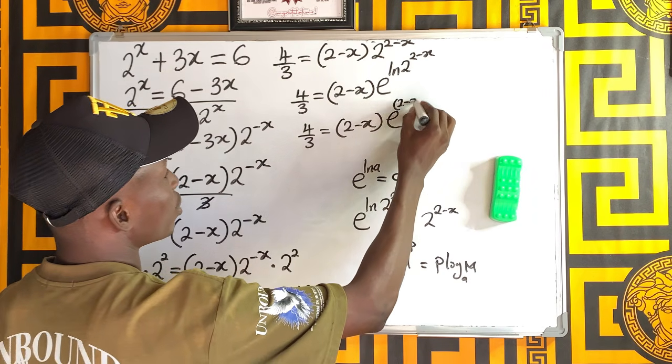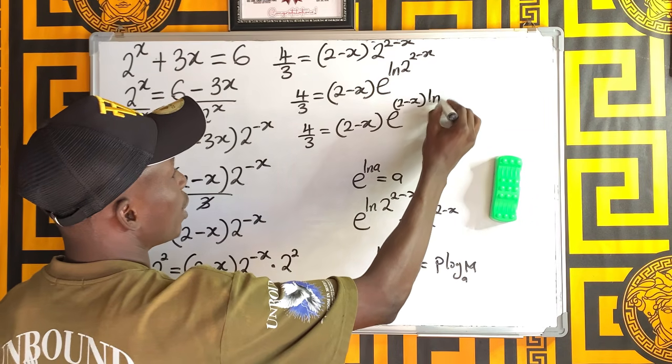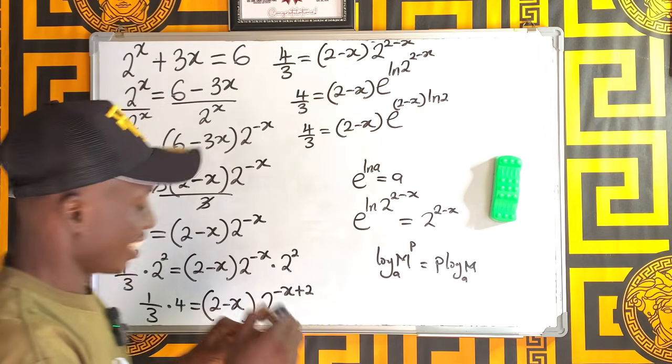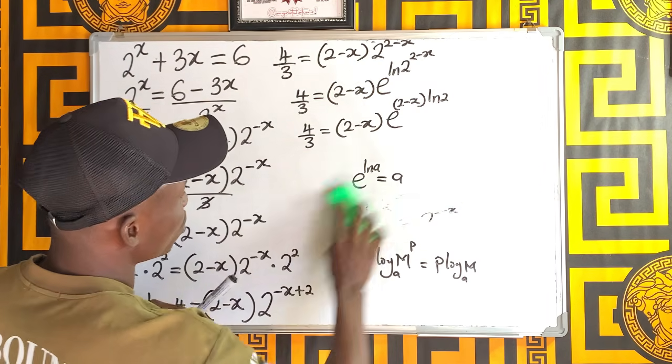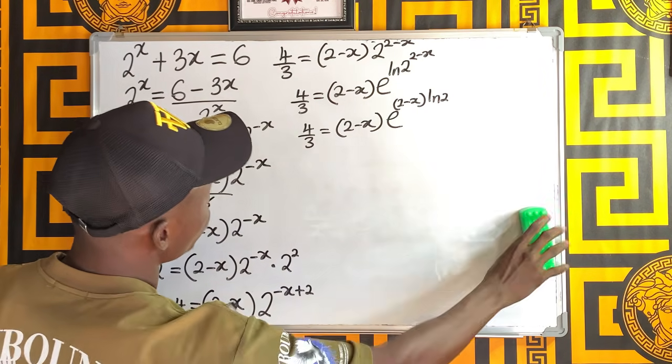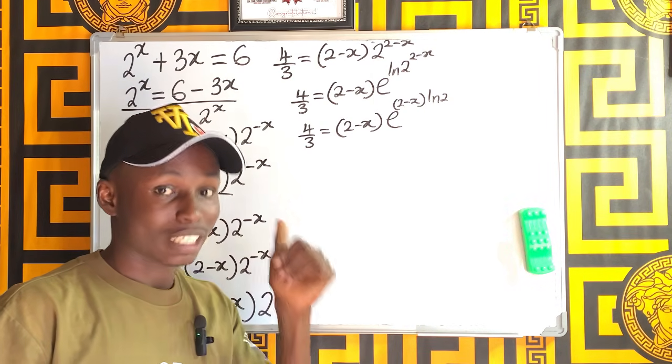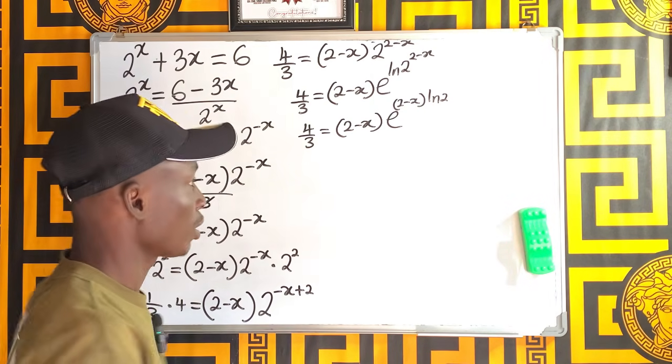Into 2 minus s multiplied by ln 2, by obeying these properties of logarithm. Okay. Now at this point, what are we going to do? Why are we doing this? We are doing this because we are trying to look for the value of s that will satisfy this equation.